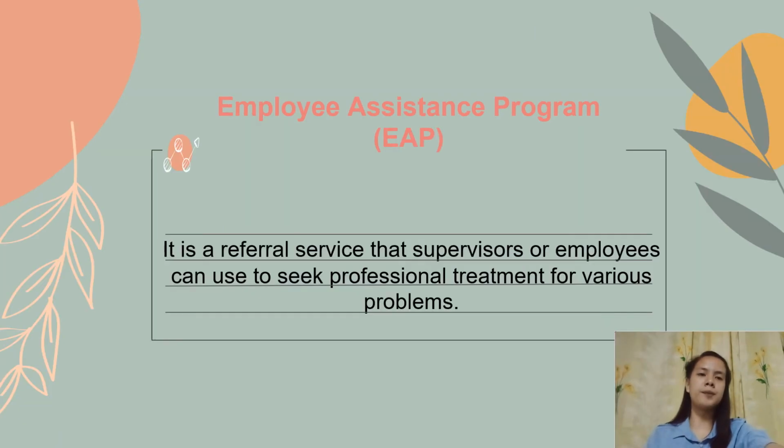Employee Assistance Program. So what is an Employee Assistance Program? It is a referral service that supervisors or employees use to seek professional treatment for various problems. It is designed to deal with personal issues that may be impacting the performance of the employee in the organization.